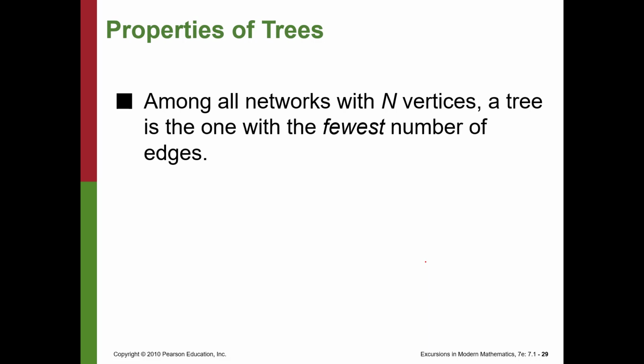Among all networks with n vertices, a tree is the one with the fewest number of edges, right? That's not entirely obvious, but we'll just leave it at that. Among all networks with n vertices, a tree is the one with the fewest number of edges, and we're going to come up with a formula for the number of edges in just a little bit.